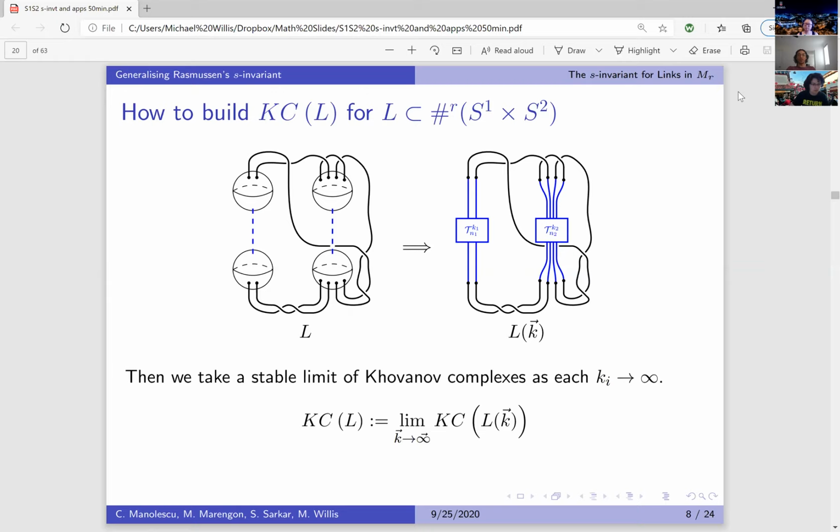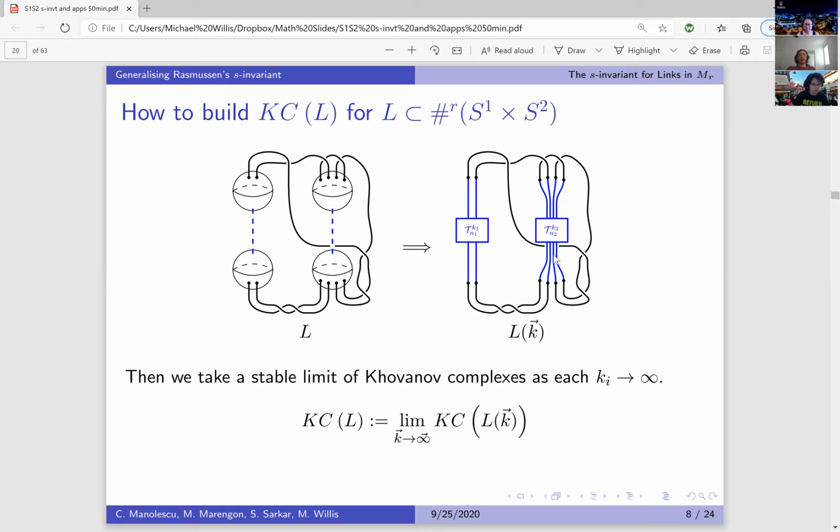Great. So I want to explain how the limiting procedure works. But before I do that, let me re-emphasize: the link is in these connected sums of S1 cross S2. So there are isotopies over here that involve the black strand passing through the dashed blue strand. So whatever this limit is, it has to somehow allow for isotopies in S3 that let the black strand pass through the blue cables, if this really is going to be some kind of link invariant.